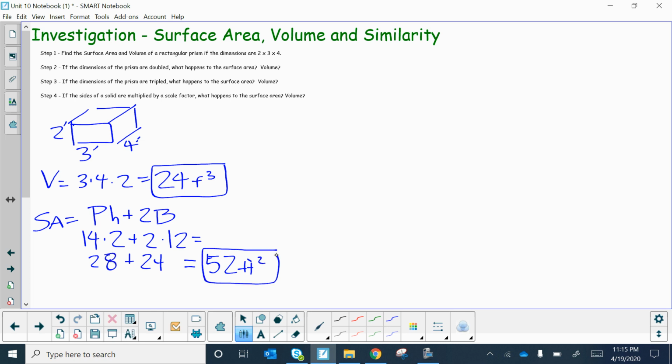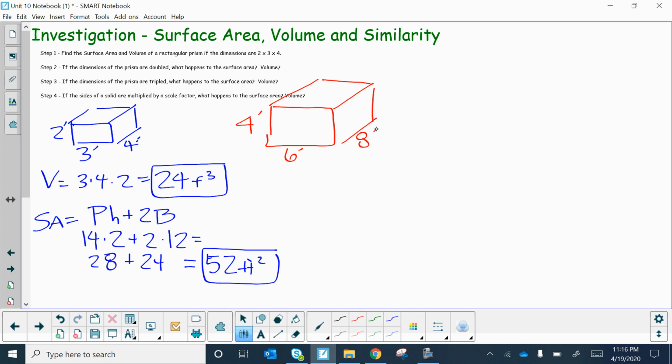Now step 2, it says if the dimensions of this prism are doubled, what happens to the surface area and the volume? So most people would say, oh, I bet the volume has to double as well as the surface area. Okay, so now we're going to go ahead and investigate that. So let's draw a larger prism. And remember, now it's being doubled. So this is going to now be 4 feet. This will be 6 feet, and that'll be 8 feet.